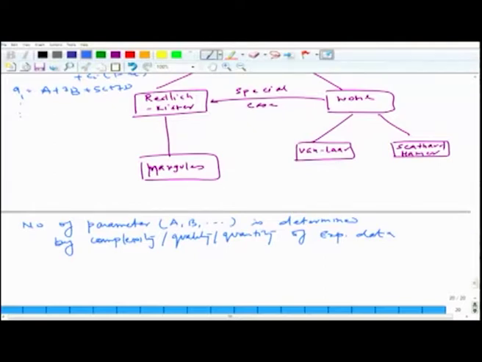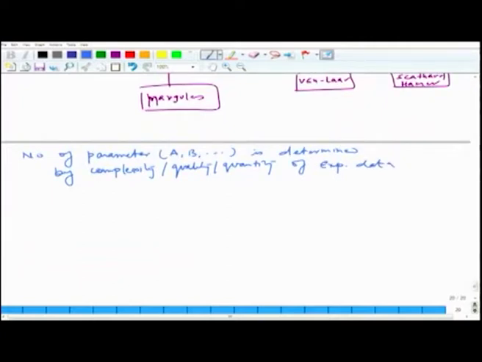Now what we consider is usually only 2 parameters or at most 3 for VLE kinds of exercises. Anything beyond 4 parameters requires extensive experimental data.